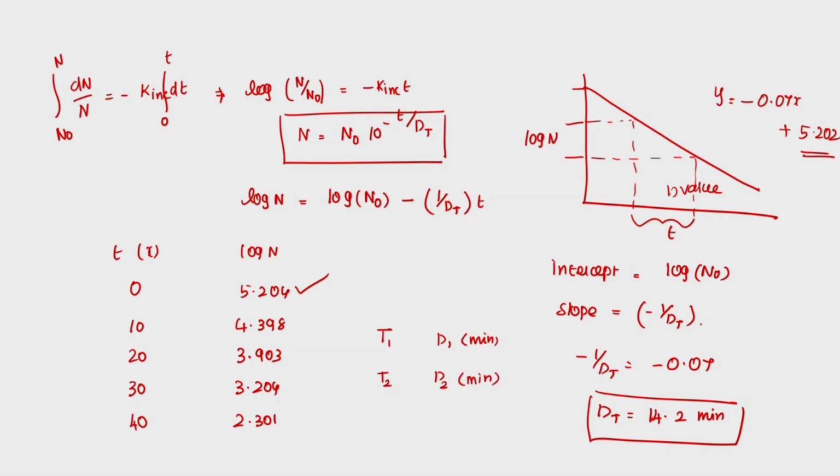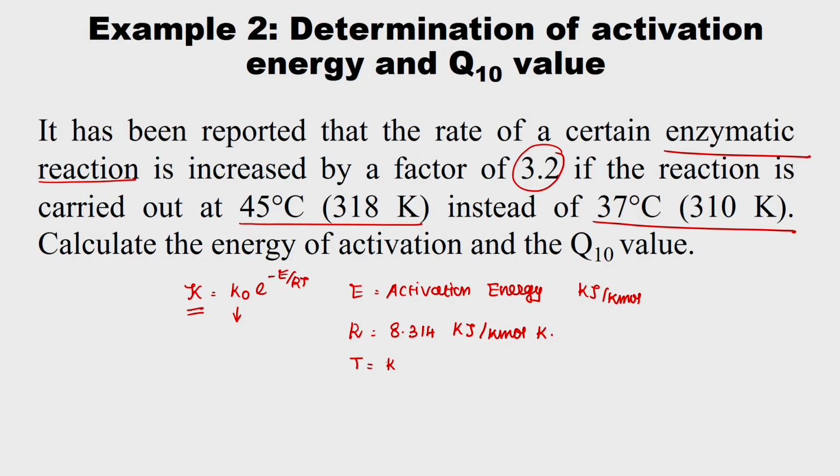For T2, D2. When I plot T versus D on a log scale, I get a linear curve, and the slope is minus 1 upon Z, as we told. That is the Z value we have already discussed. For that I need to know the relation between the temperature and the rate. Here they said that if I do it at 45 degrees instead of 37 degrees, my rate constant increases by a factor of 3.2.